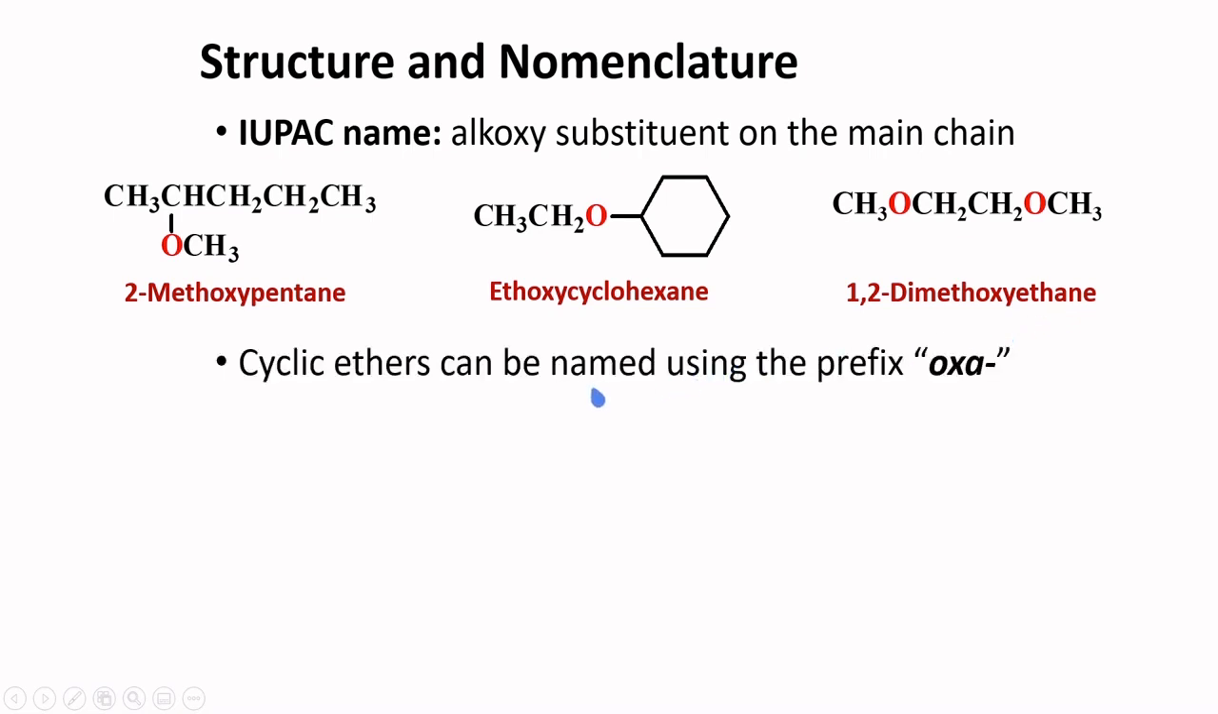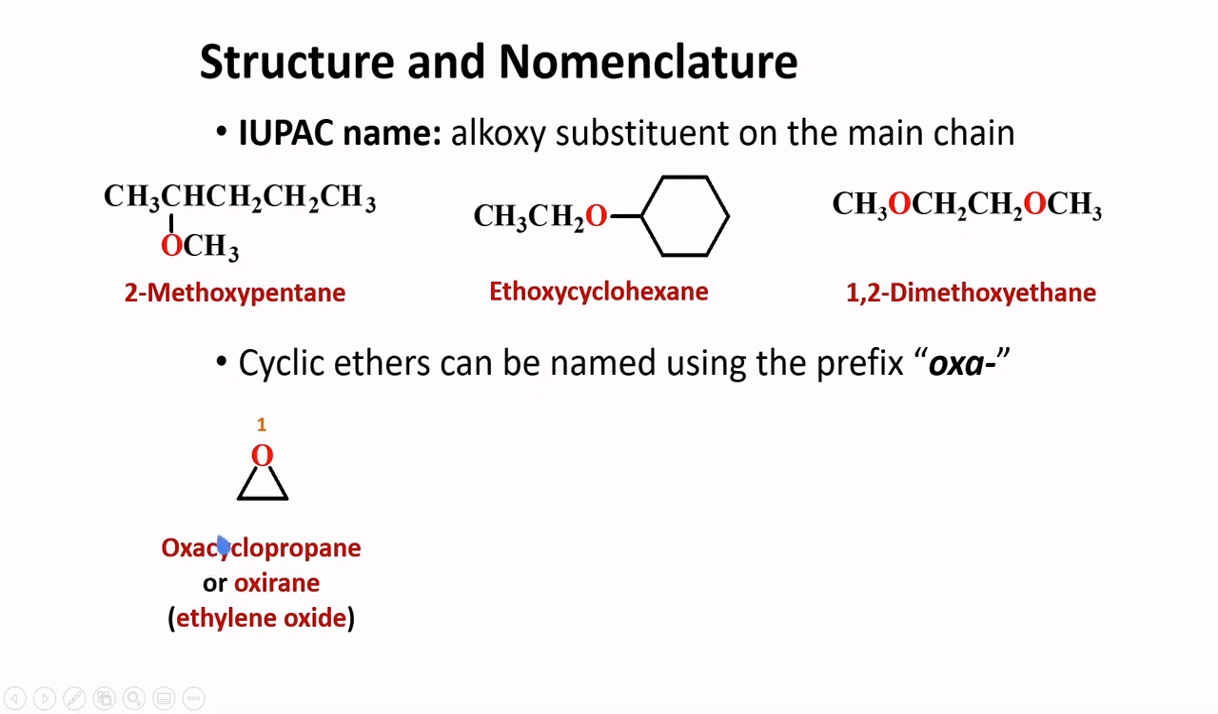Cyclic ethers can be named using the prefix oxa. For example is oxacyclopropane. It may seem like a misnomer because here you have only 2 carbons and an oxygen. But here, oxygen is taken as a replacement of a carbon atom. That's the name. So, cyclopropane is retained and an oxa prefix is added.